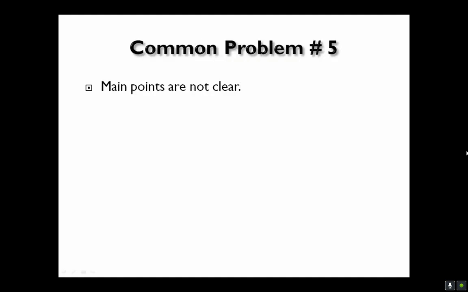A common problem number 5 is main points are not clear. So it's not clear to the examiner which of your paragraphs relate to which of the bullet points. So it's not very clear by reading the paragraphs what you're really talking about, and this lowers the coherence, and it can also lower the task achievement because the examiner is not sure whether you have answered the question or not.